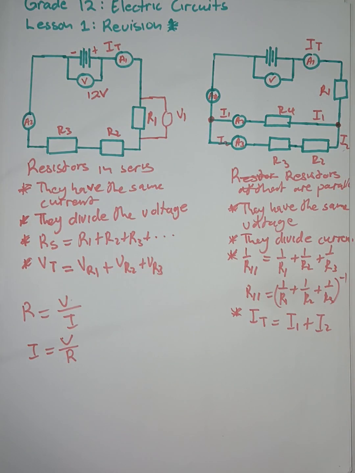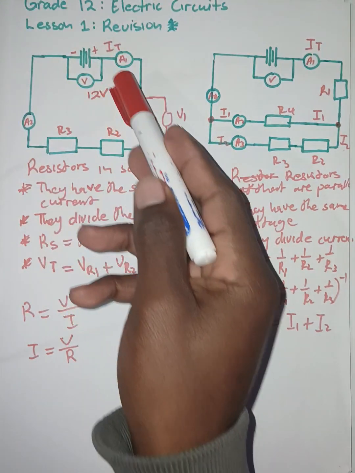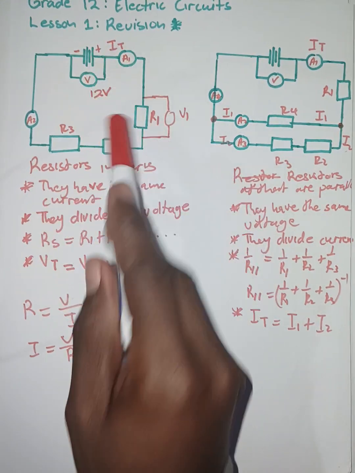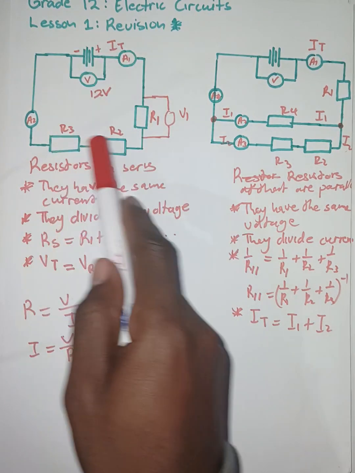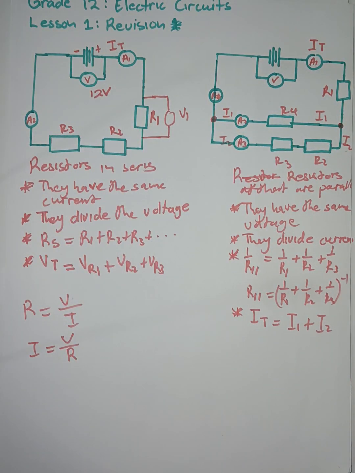And again, if you choose to use V in this case, remember this would be the total voltage that is supplied by the battery. So if you choose to use that voltage there, this would be V total, the total voltage supplied by the battery.